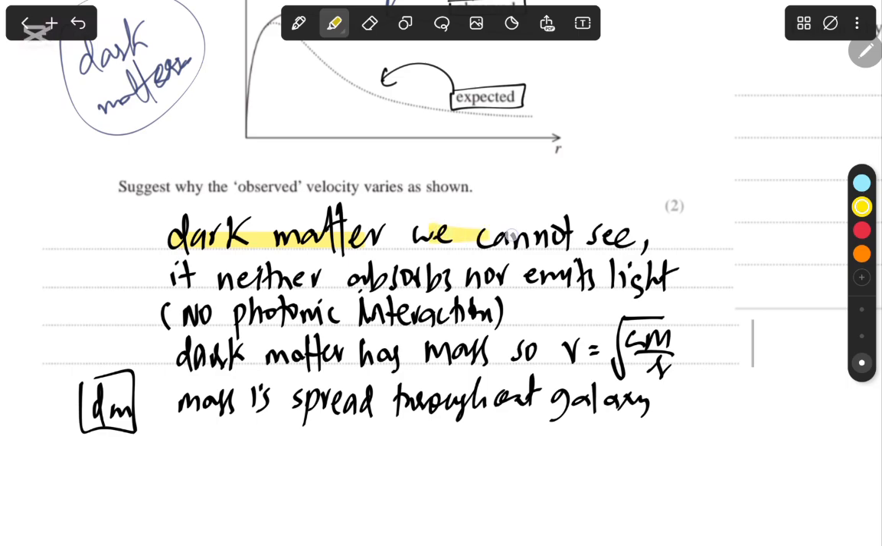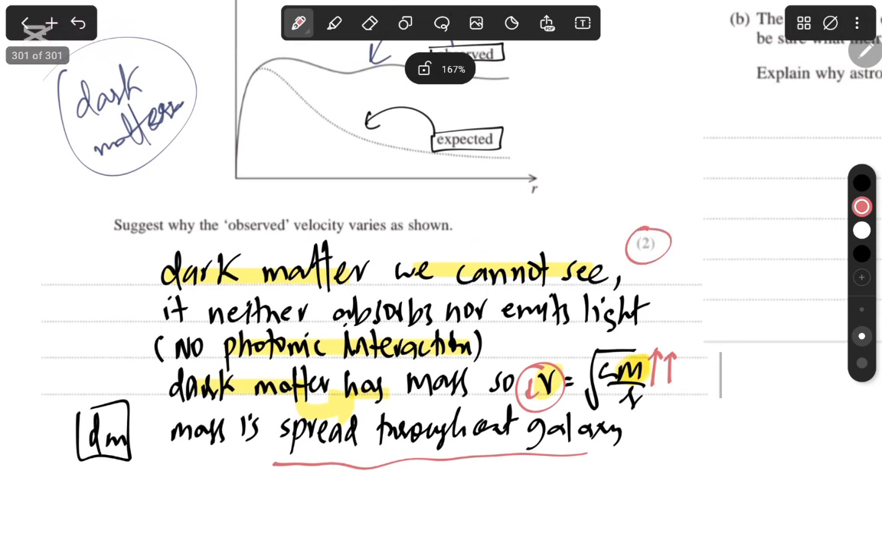There's dark matter which we cannot see because it has no photonic interaction. It cannot interact with light basically. And this dark matter has mass, right? Because of that mass, our V will not change as much as we expect it to change. It's not going to go down as much because this mass is present, and because of that, the V doesn't decrease too much. The velocity isn't going to decrease a lot like we expect it to. And this mass is spread throughout the galaxy. Okay? So that's going to give you the 2 marks right there.